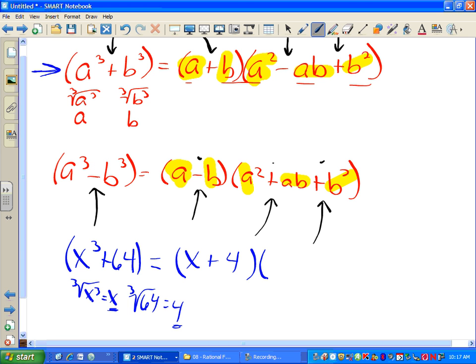Then we take the x and we square it. We take the opposite sign. We multiply the x times the 4 to get 4x. And we always end with plus, and it's the b squared, but our b is 4, so 4 squared is 16. So this is the factorization of x cubed plus 64.